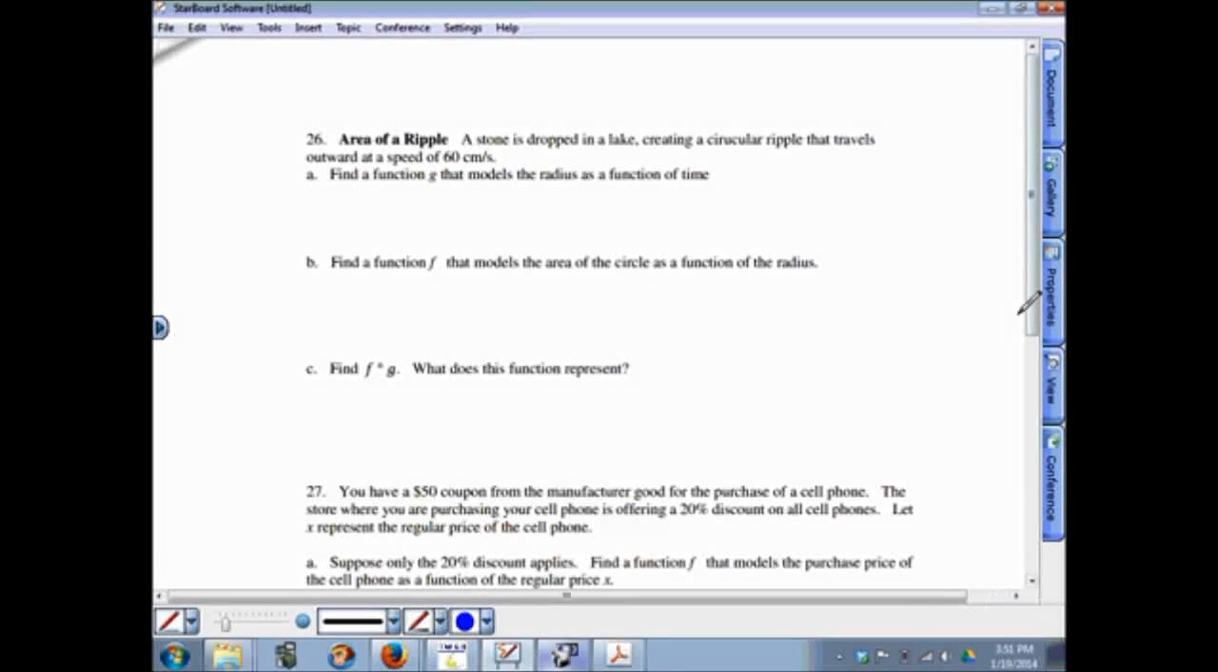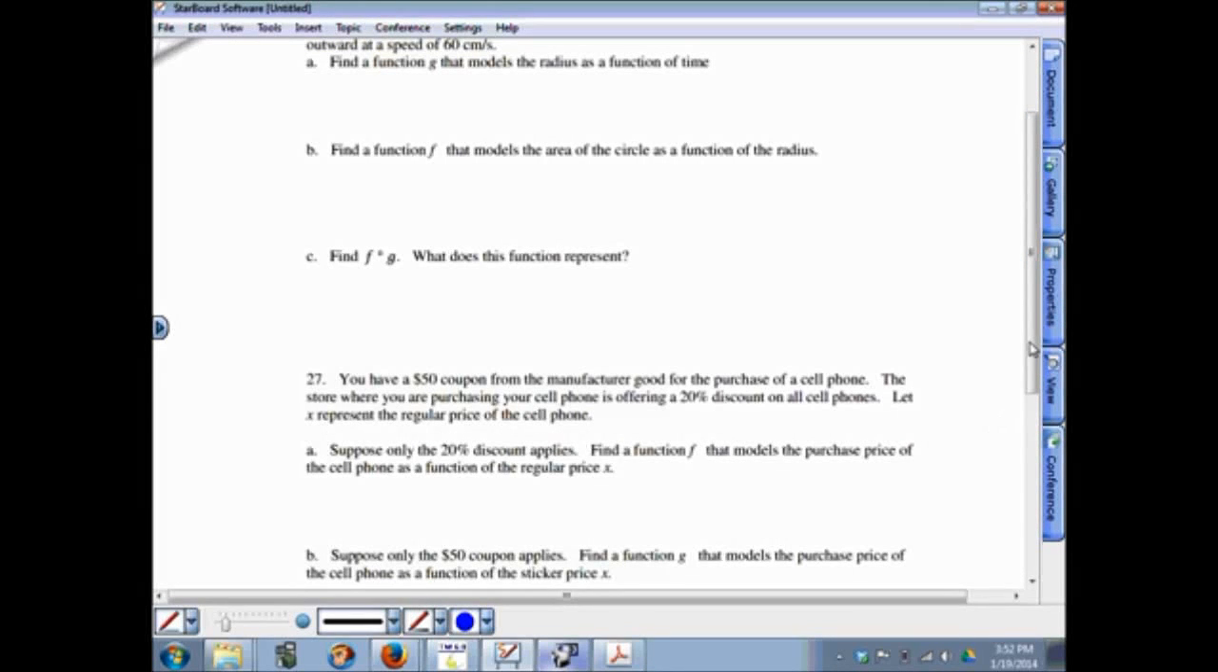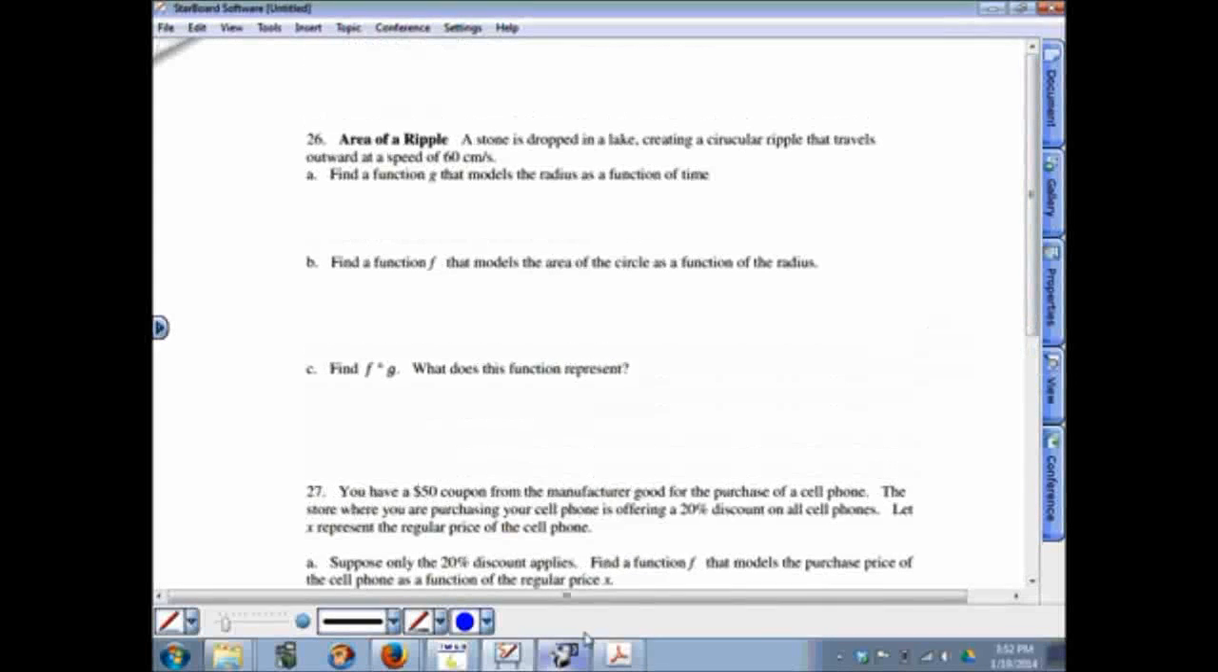Okay, 26 and 27, story problems here. There's going to be a question either like 26 or 27 on the exam. These both, I think, are from the latter end of chapter 3, from 3.6, 3.7, that area. So for 26, a stone is dropped in a lake, creating a circular ripple that travels outward at a speed of 60 centimeters per second.